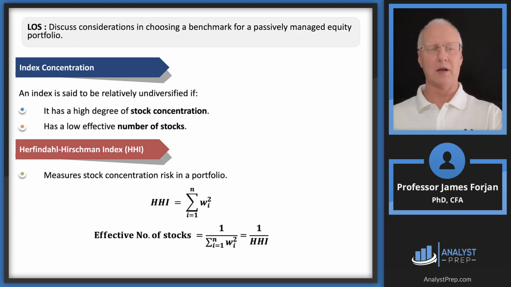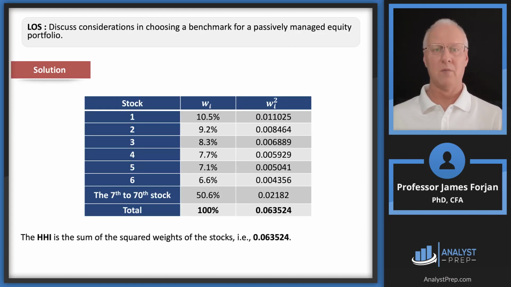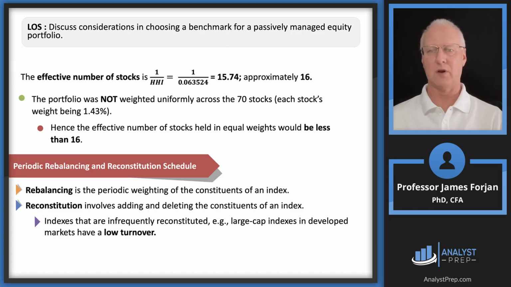So let's go ahead and calculate the HHI, even though the LOS doesn't ask us to, and then the effective number of stocks, even though the LOS doesn't ask us to. But I think that's an important point to know. All right, so what are we going to do? You just sum those in the middle column. There you get 100%. That should make perfect sense. So let's go ahead and sum all those weights. So the sum of the squared weights of the stocks is 0.6. Take the reciprocal of that.